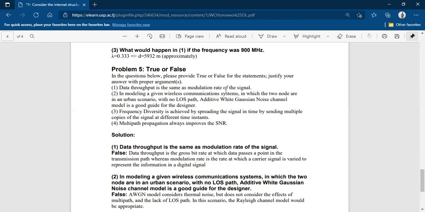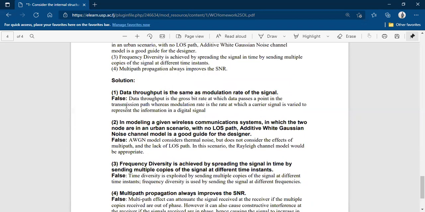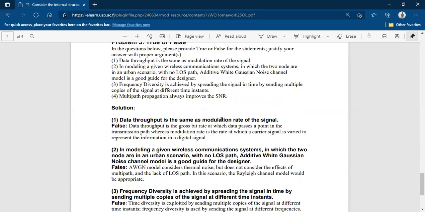The data rate is not the same as the sampling rate or the modulation rate, isn't it? You might have learned this in 2 to 5. The sampling rate is different from the data rate, right? Or the signal rate, right? Okay, so you can go through the explanation over here.